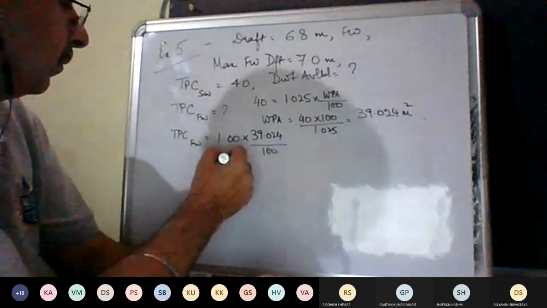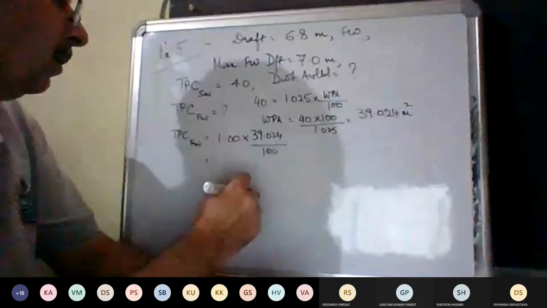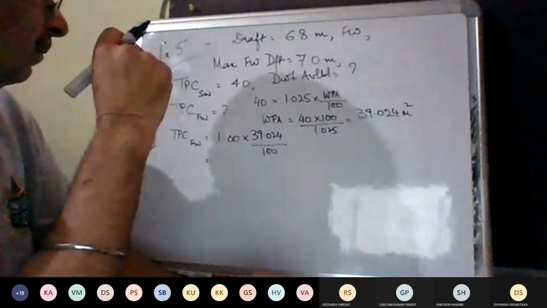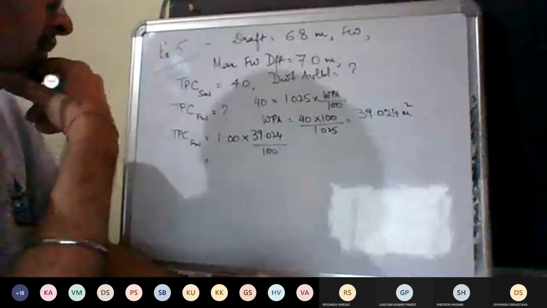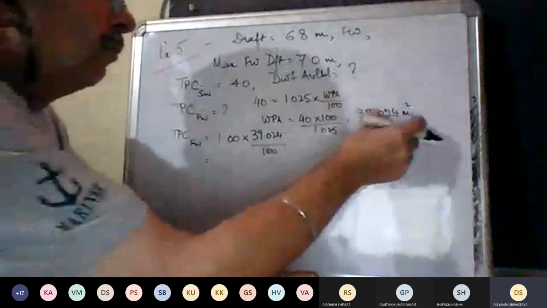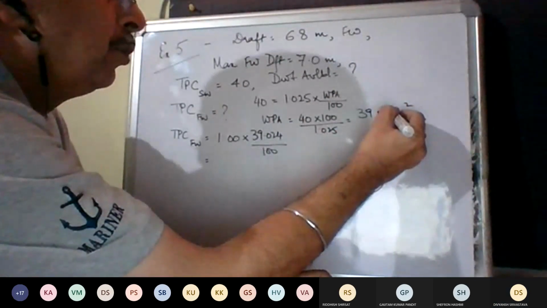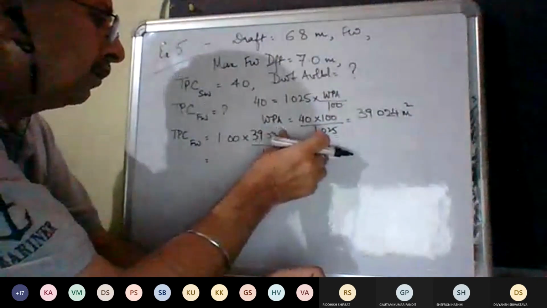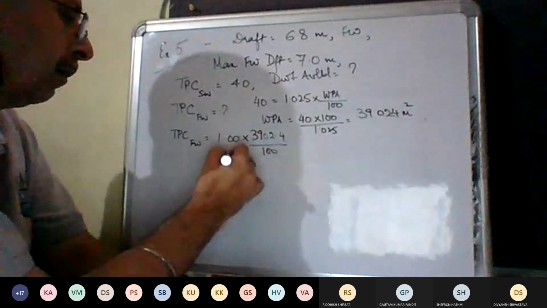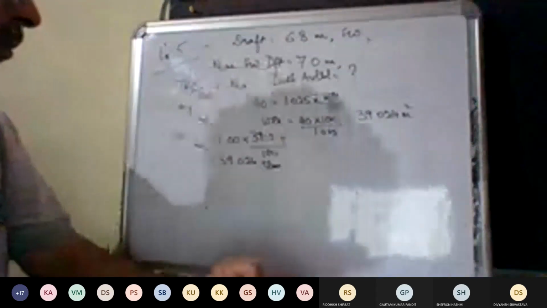So my TPC freshwater becomes 39. Sir, this water plane area will be 3902.4 something, right? Yes, 3902.4. So TPC freshwater will be 39.024 tons per centimeter. This is TPC freshwater.